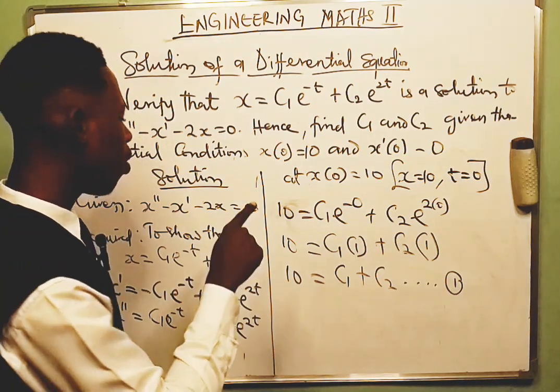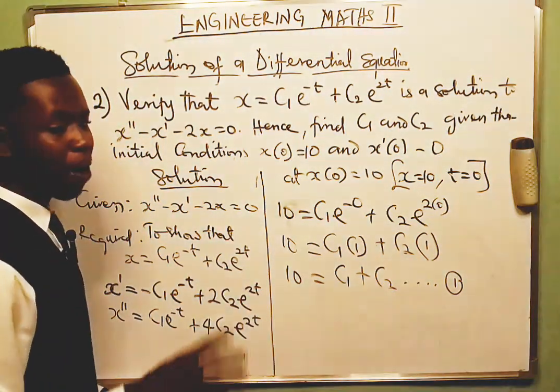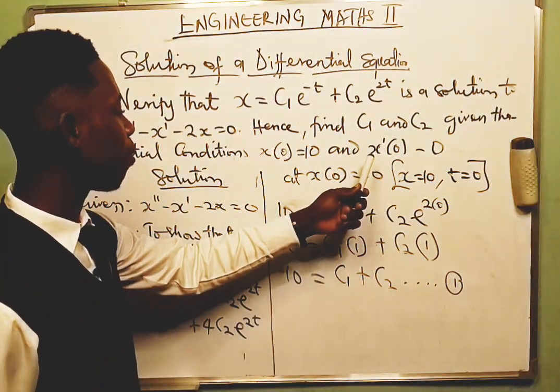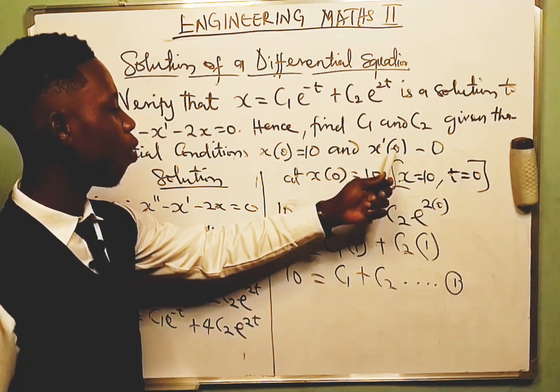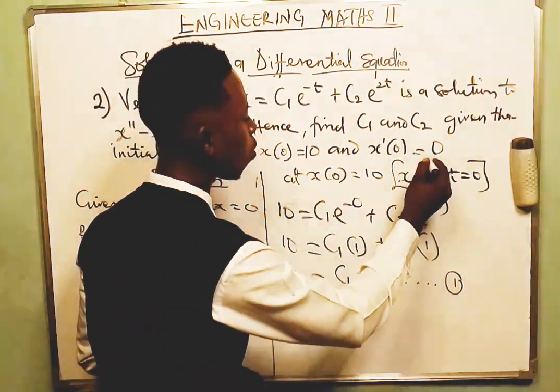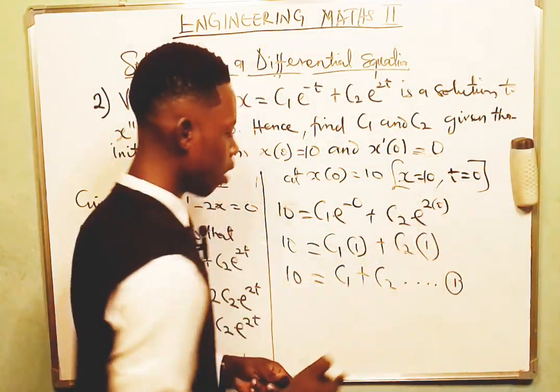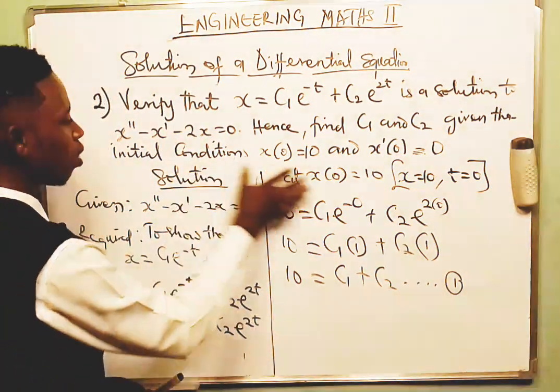Now, what do we do to find our C1 and C2? To look for x prime of 0 equal to 0. We have to look for another condition because we are given two conditions here.